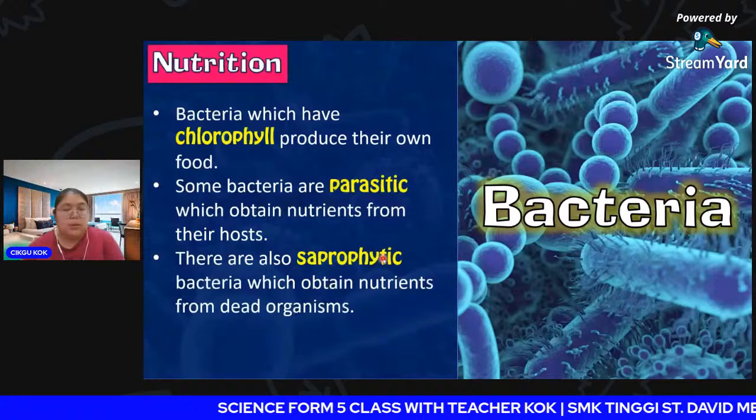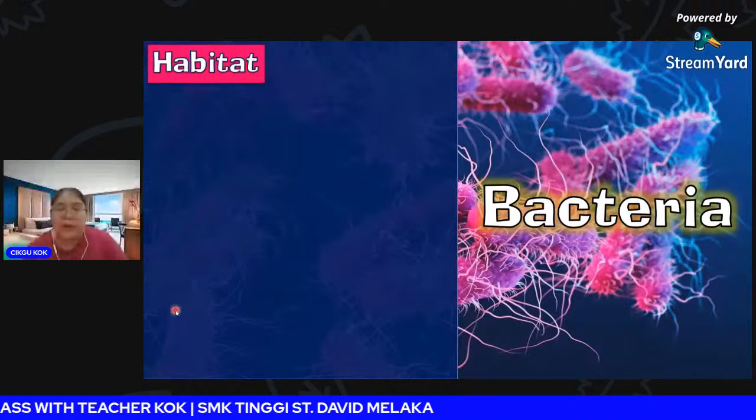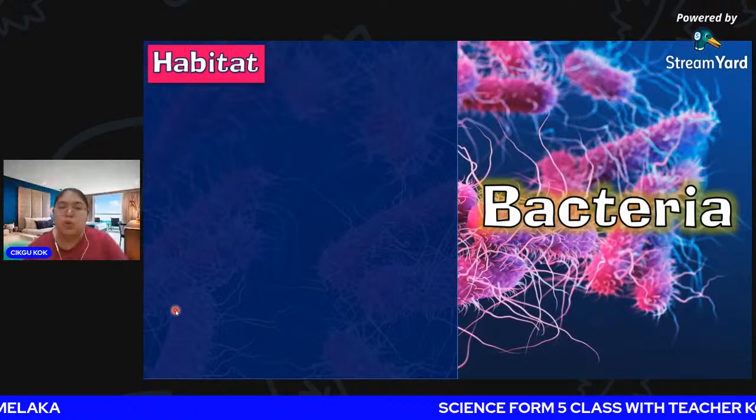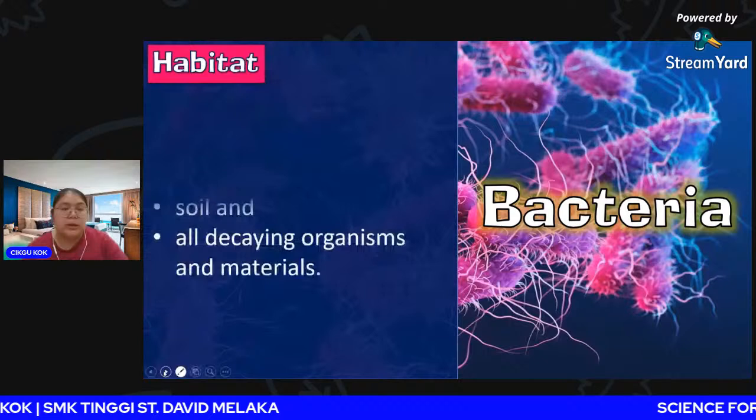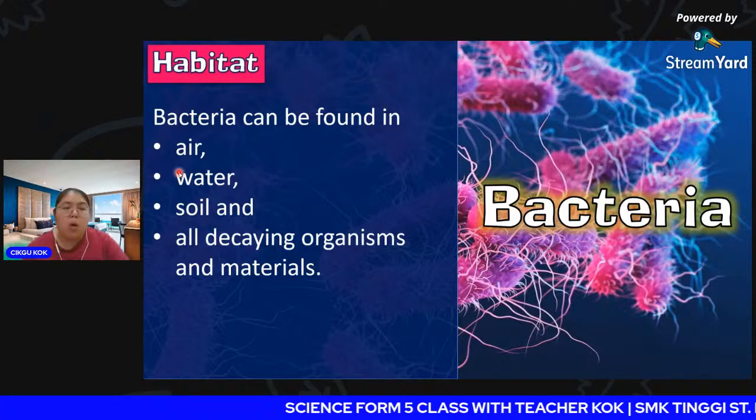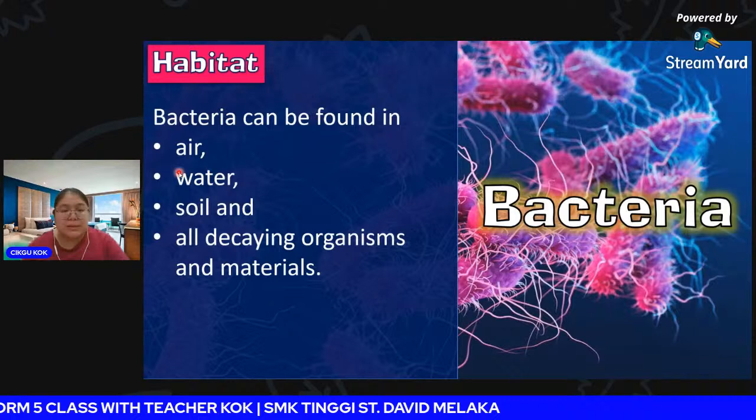Next is habitat. Habitat means the place where bacteria stay. Everybody knows microorganisms don't like sunlight. Only algae need sunlight for photosynthesis. Bacteria also need a dark area. So let's see some habitats of bacteria. In A, you will find water, soil, or some decaying organisms or material. To get nutrients, they must stay at the decaying organism. So bacteria have different habitats.